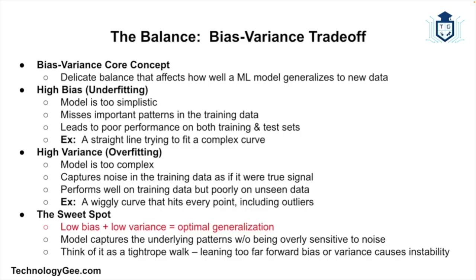High variance equals overfitting, where the model is too sensitive to noise. Now, the goal is to find a sweet spot with low bias and low variance, which leads to good generalization. So, think of it like a tightrope walk. You go too far in either direction, and your model will topple.